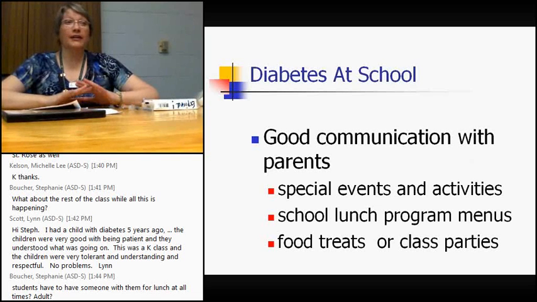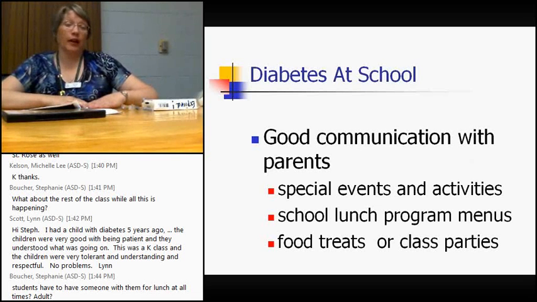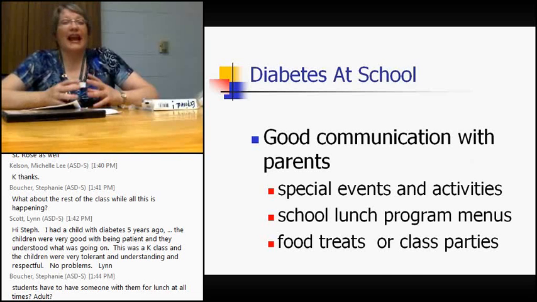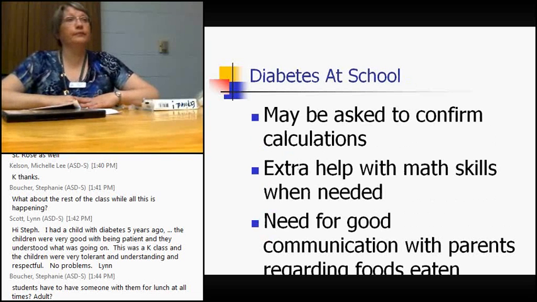And saying, is there going to be a surprise or a food treat or a party, the more you can give the parents information ahead of time so they can work it out so their child can participate, because almost everything can be worked in. But if it's a surprise, a lot of times it can't be worked in at the last minute.